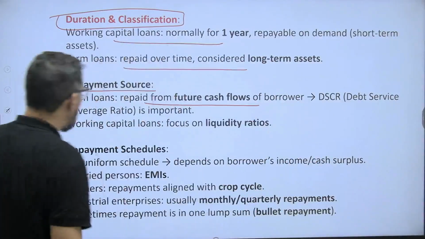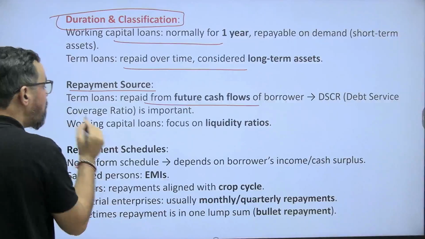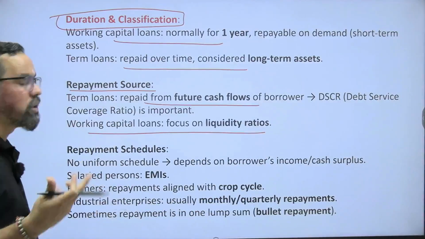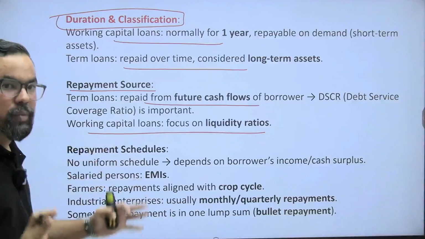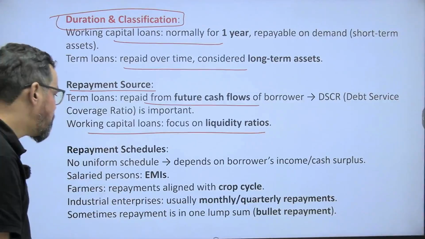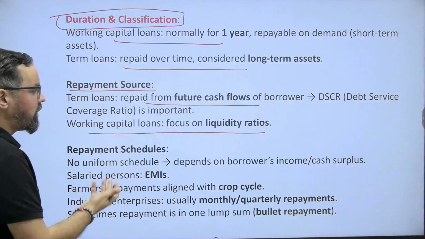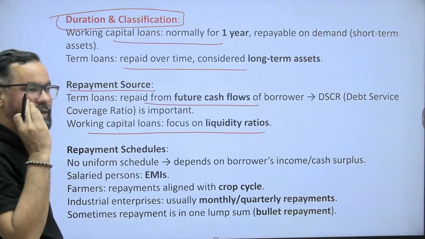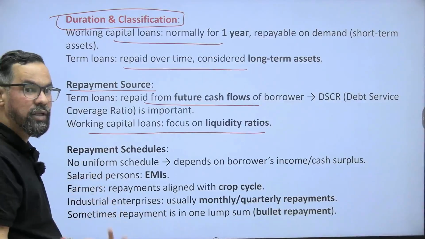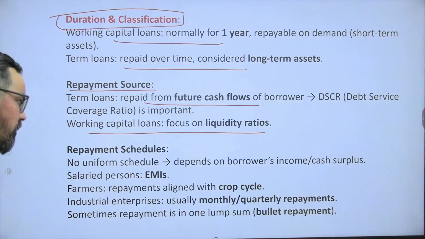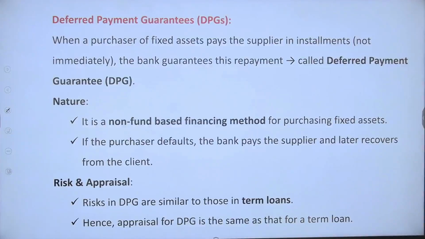So debt service coverage ratio is important. For working capital, liquidity ratios. Basically ratios you are using to analyze or to appraise that particular project. Repayment schedule. So basically in term loan we have EMIs, or in case of working capital loan, let's say if it is in the form of cash credit or others, it is one time. No uniform schedule. Depends on the borrower's income or cash surplus. Salaried person EMIs, farmers or others, that is the case.